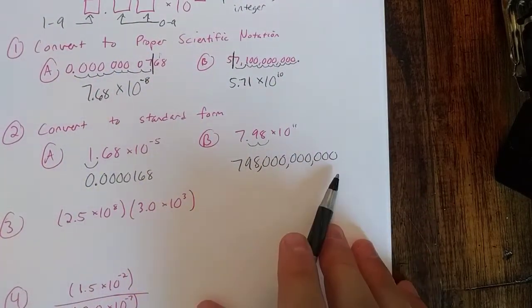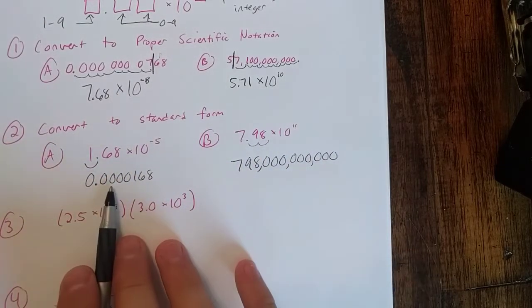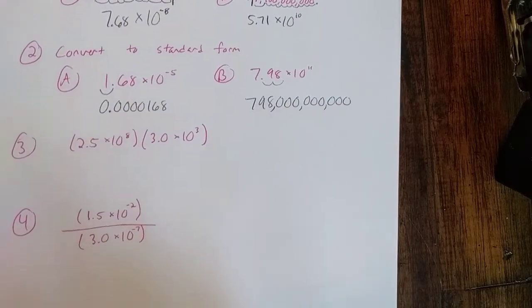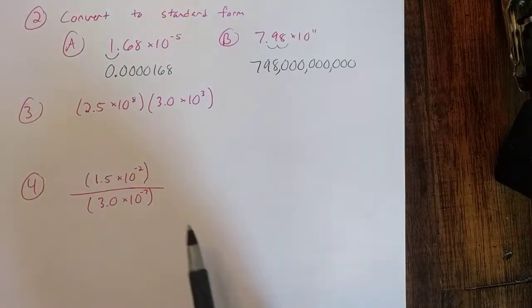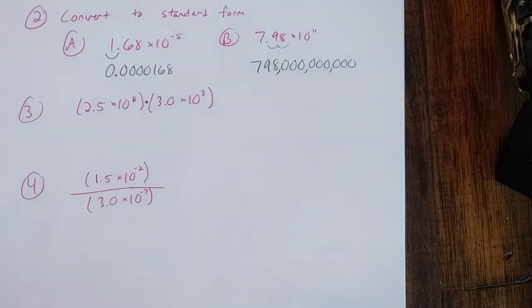This number has commas, this one does not. Very large numbers have commas, very small numbers, less than 1, do not. 3 and 4 deal with mathematical operations. 3 is a multiplication problem, so even if you don't see a times or a dot, and you just see parentheses, you assume it's multiplication. Here we have a fraction, we know it's division.